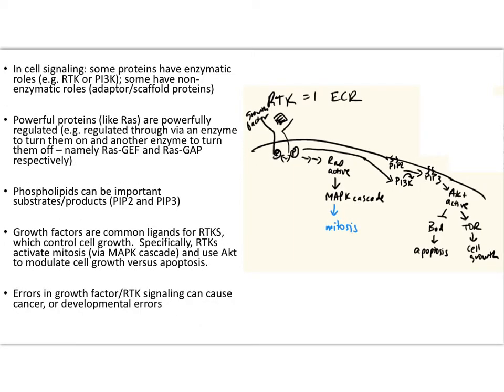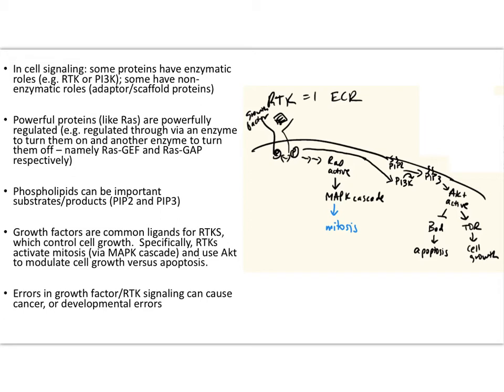Continuing on to talk about take-home messages for ECRs, in cell signaling, some proteins have enzymatic roles, for example, the receptor tyrosine kinase up here, or PI3K over here. Those are enzymes, but some other proteins will have non-enzymatic roles, and those include the adapter proteins, which I didn't detail here, also known as scaffold proteins. Notice that those are two different roles. Enzymes are always enzymes, adapter proteins are always adapter proteins, and an enzyme portion of a protein is always an enzyme. All of these parts are essential for the receptor signaling to occur properly.